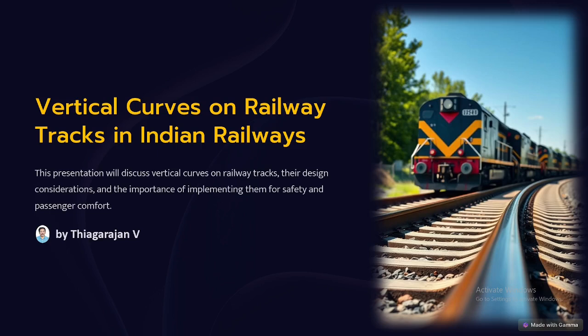That means the curves which are provided in a vertical plane. Normally it takes place wherever there is a change of gradient, that is, falling to rising or rising to falling. In those situations, we need to provide a curve in a vertical plane for smooth negotiation at the junction points. Also, in this video I would like to discuss something about longitudinal track profiling.